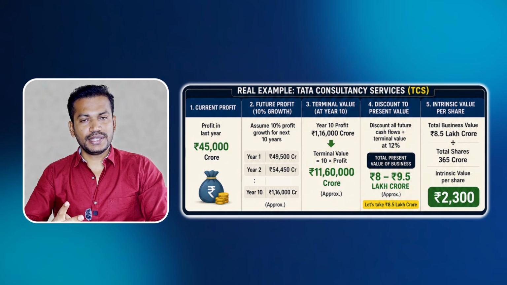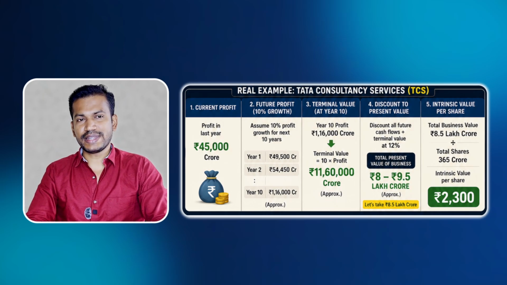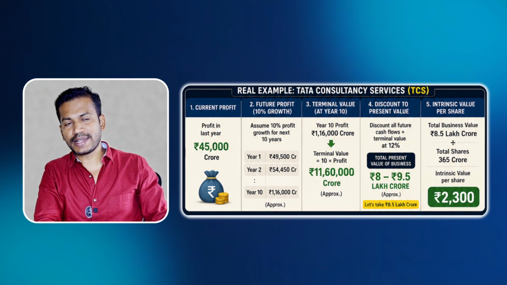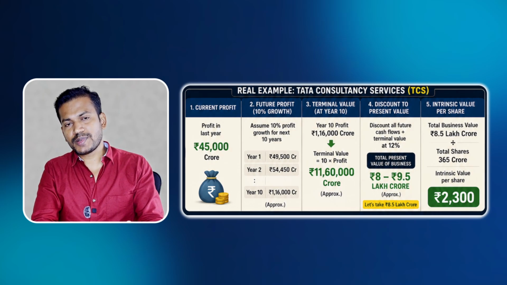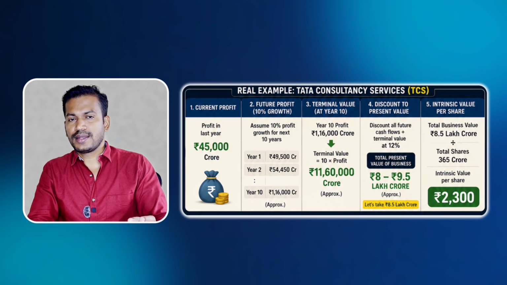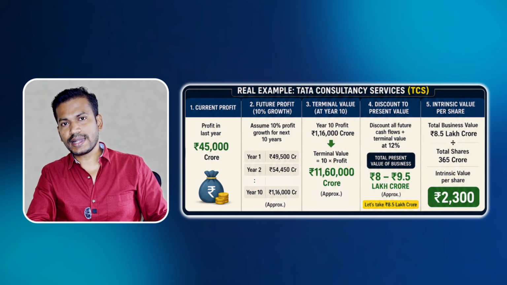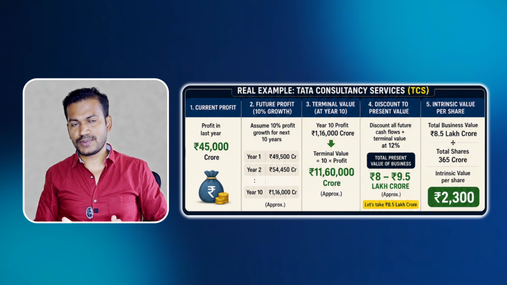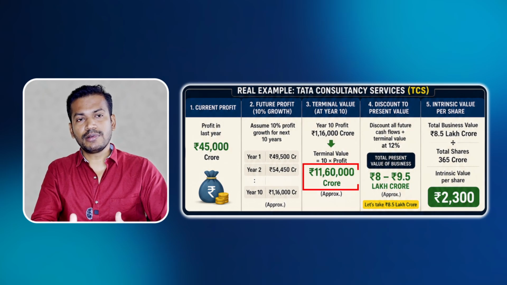Now step 3 is to figure out the terminal value of TCS. We already learned that the terminal value is nothing but the selling price at year 10. The selling price is equivalent to 10 times the annual profit at year 10. Now, let's say TCS generates 1,16,000 crore profit in the 10th year. So the selling price is 11,60,000 crore. If we calculate it, the terminal value of TCS is 11,67,000 crore.